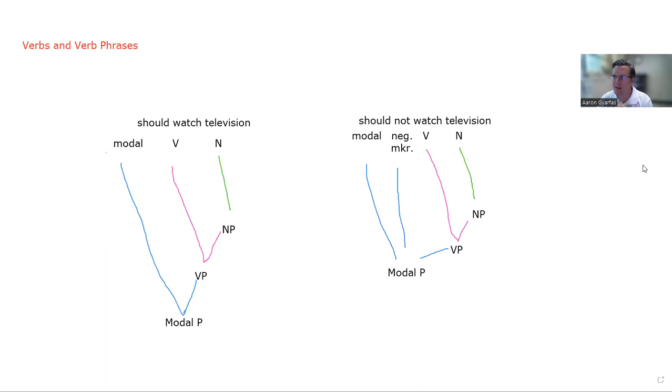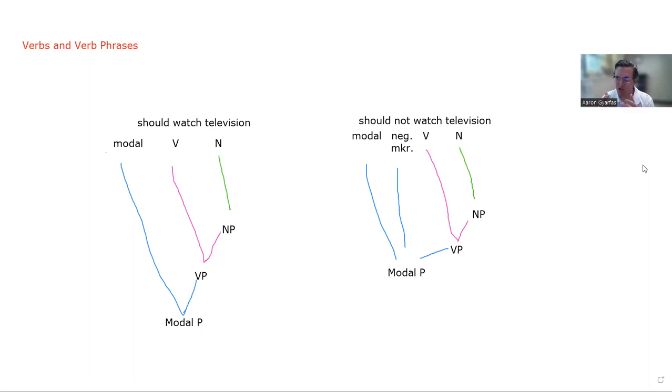Now, if you drew the line for the negative marker into the verb phrase, I'm not going to deduct any points, right? Linguists have good arguments on either side. It seems like there's a lot of good reasons to believe it's negating the should, or is it negating the watching television? Is it you should not watch television, or you should not watch television? Where does that line break?